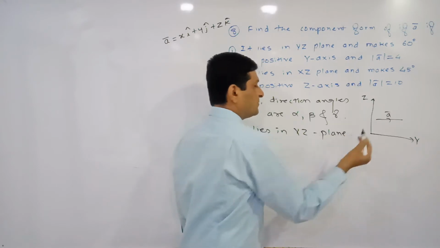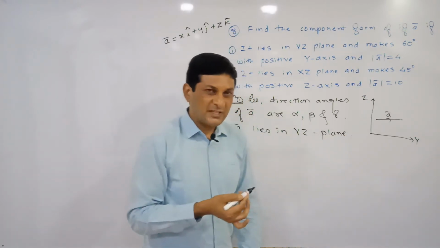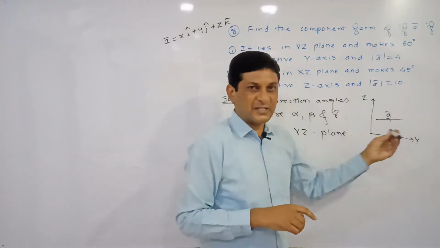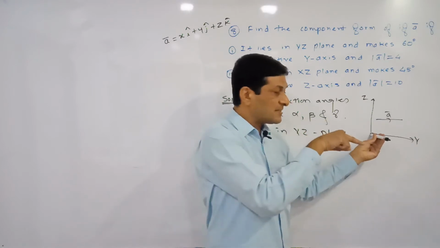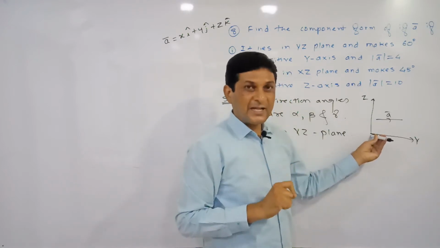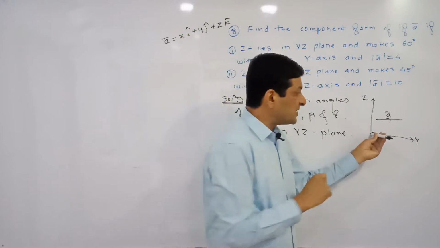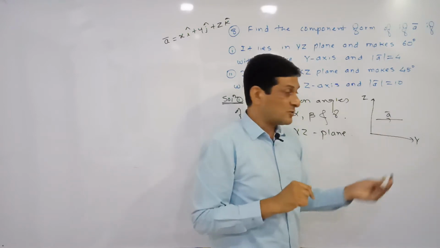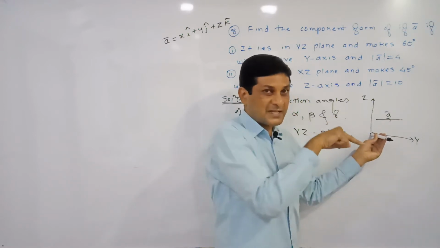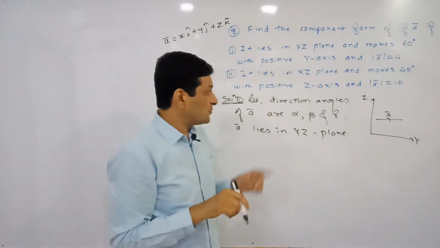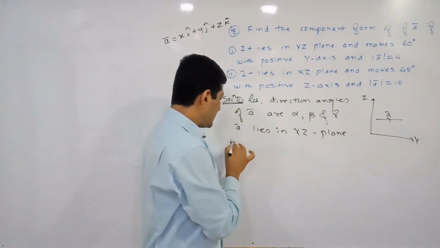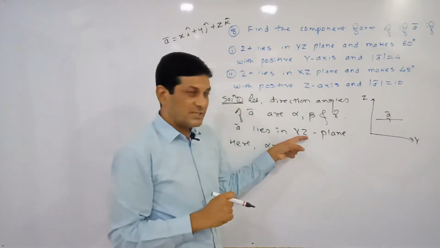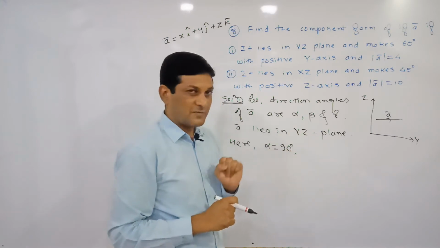So if A bar lies in YZ plane, using this condition, let us check which value we get here. Already we have shown that A bar lies in YZ plane, and we know that the x-axis is perpendicular to this YZ plane, meaning it is perpendicular to all vectors lying in this plane, so it is perpendicular to A bar also. The angle made with x-axis we have denoted by alpha. Therefore we can say that alpha will be equal to 90 degrees. Using the condition that A bar lies in YZ plane, we have got the value of alpha.